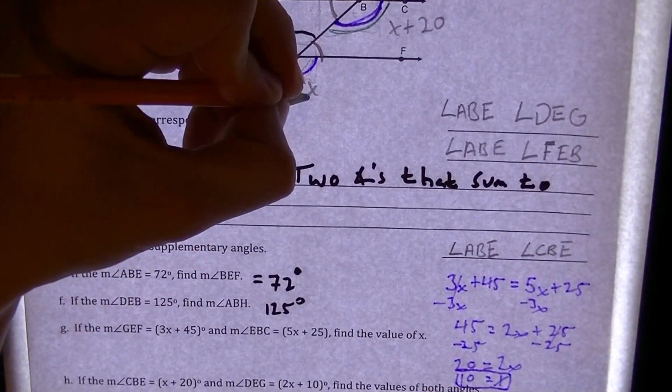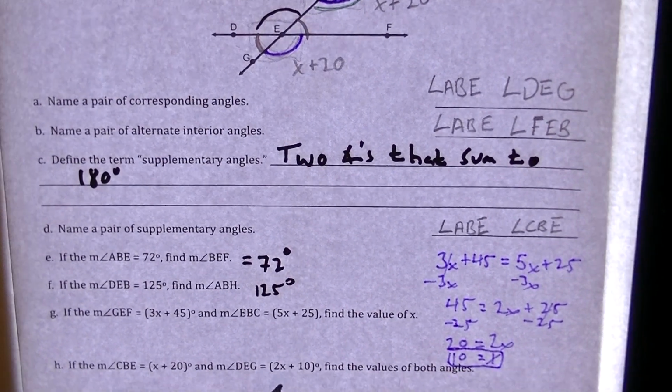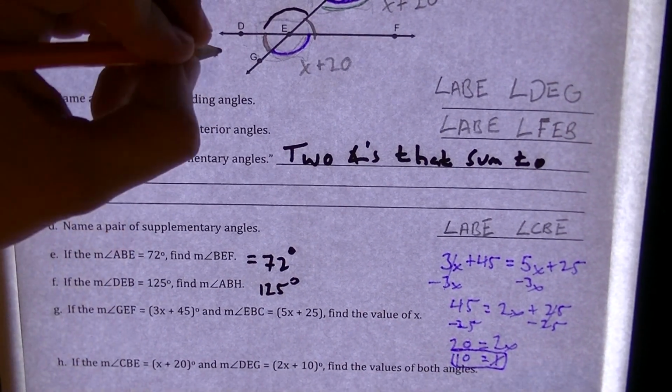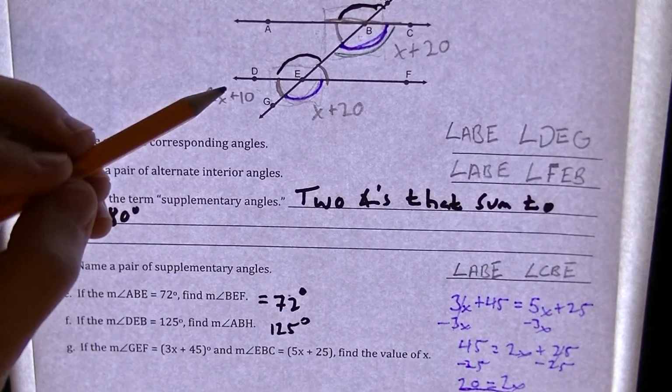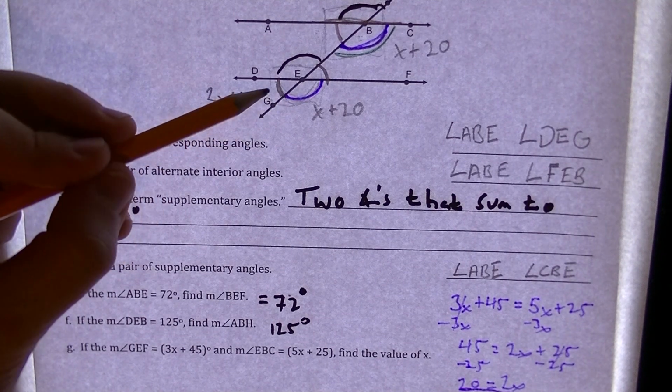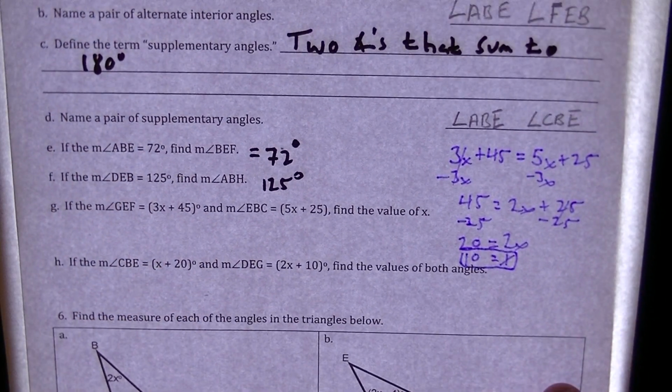Well, then this is going to be x plus 20. And they also gave us that DEG is 2x plus 10. And I know that these two angles together need to add up to be 180. So let's do that on the bottom over here.